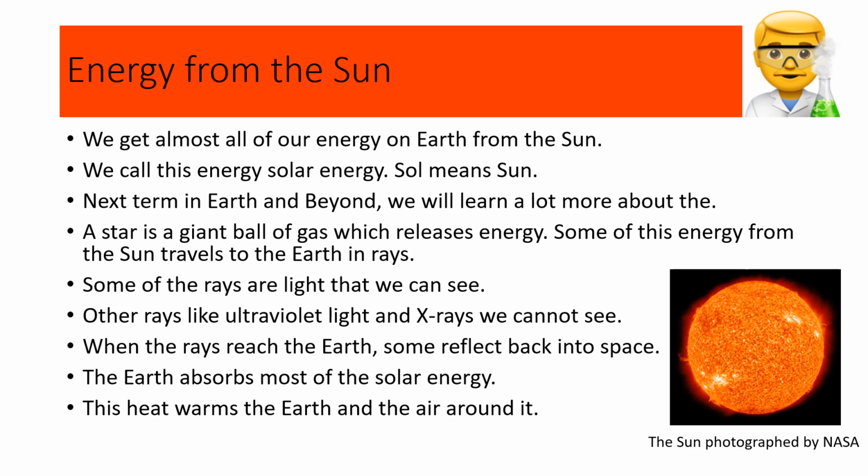When the rays reach the Earth, some reflect back into space. The Earth absorbs most of the solar energy. This heat warms the Earth and the air around it.